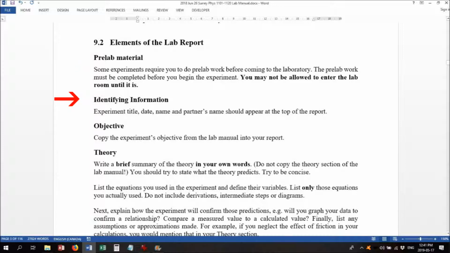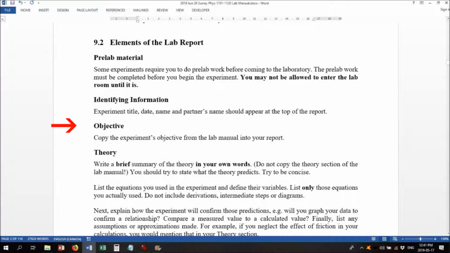To begin writing your lab notebook, start at the top of a fresh page and begin by writing the identifying information. This would be the title of the experiment, your name and your partner's name, and the date. The next thing that you record is the objective for the experiment. Now, a lot of the experiments in the lab manual have an objective written in them, and I'm fine with you just copying that into your lab report.